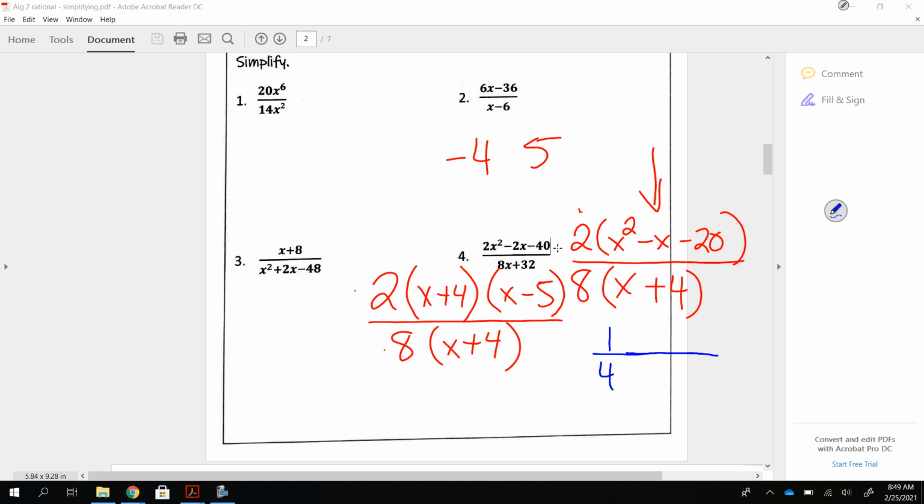Now, this cancels with that. And then we have x minus 5 on top. Okay, so we have 1 on top with x minus 5 over 4. The final answer, you don't have to leave that 1. Obviously, 1 times x minus 5 is x minus 5. So our final answer, just to make it look pretty, is x minus 5 over 4. All right, and we are done.